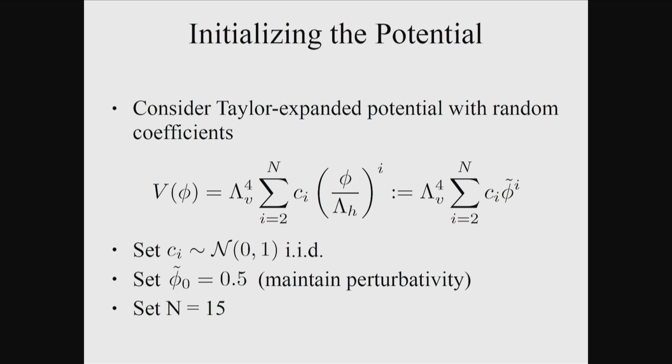The mean, of course, is important. And in particular, if, say, C2 is negative, then we would get a local maximum rather than a minimum at the origin. And that's bad. We don't want that, so we're going to throw those out. And we're going to insist that our potential must be monotonic on the range from 0 to 0.5. We choose 0.5 as the initial value in order to maintain perturbativity. In other words, we want these successive terms in the Taylor expansion to be getting smaller. And so for this reason, we say that they can't get any larger than 0.5. And then it turns out that setting n equals 15 is perfectly fine for our purposes.